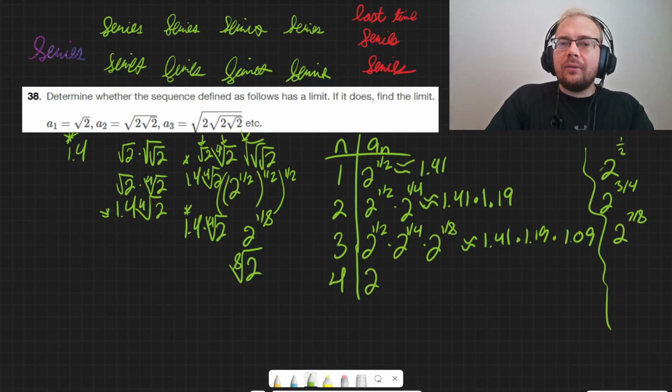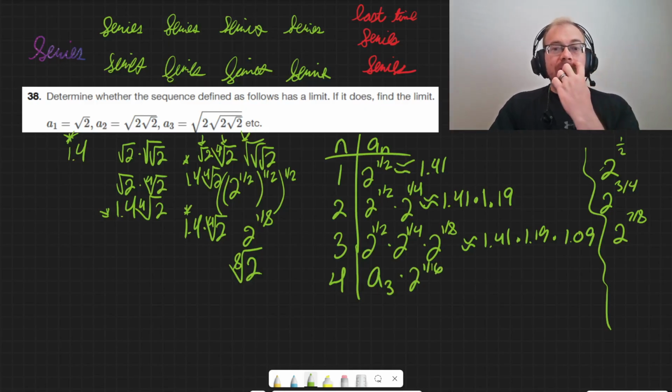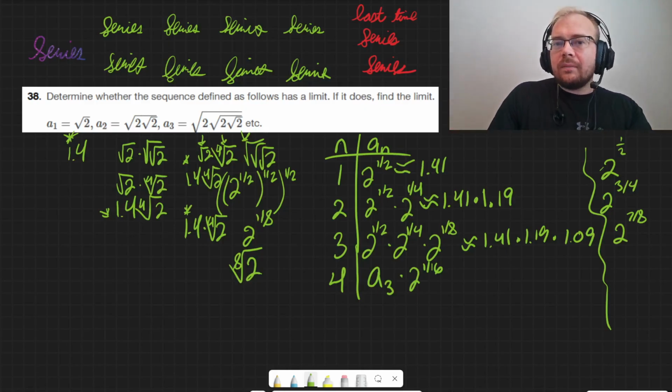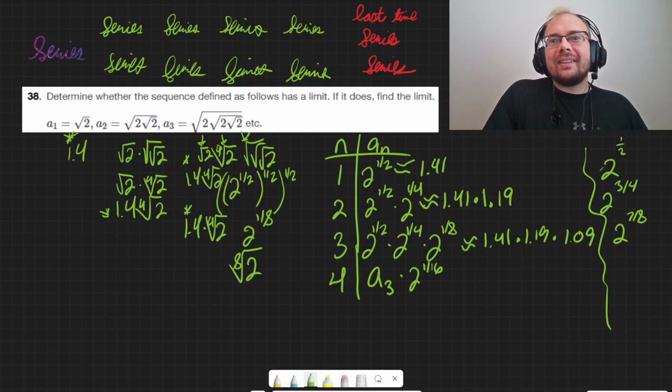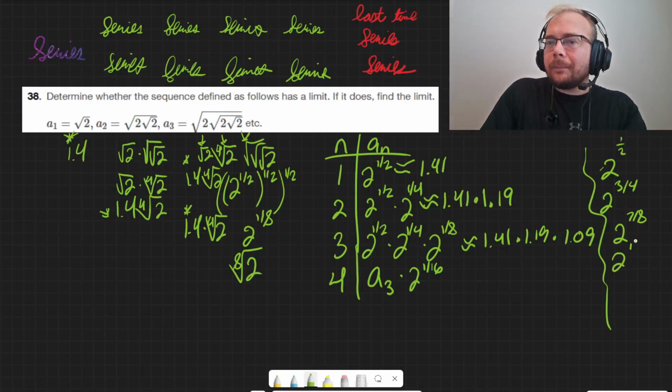Recursively, this is actually not that bad. I could just say that it's a sub 3 times 2 to the 1/16. So that's how you could write it recursively. And then that would be 8/16 plus 4/16. So we're at 12, and then 13, 14, and then plus 1 is 15. So 2 to the 15/16. So yeah, that's definitely the pattern, right?